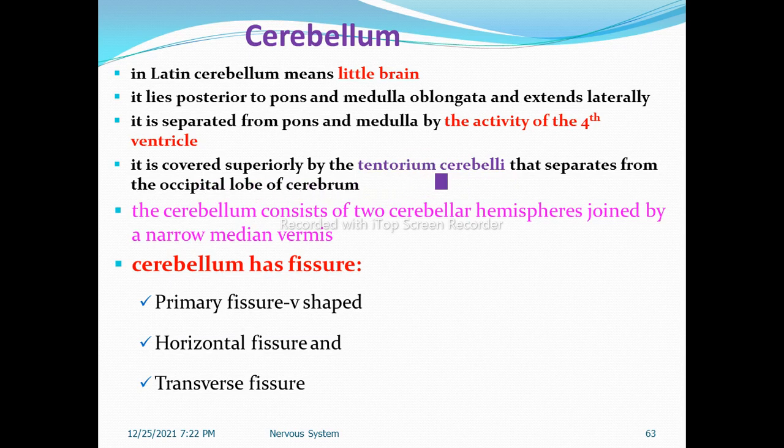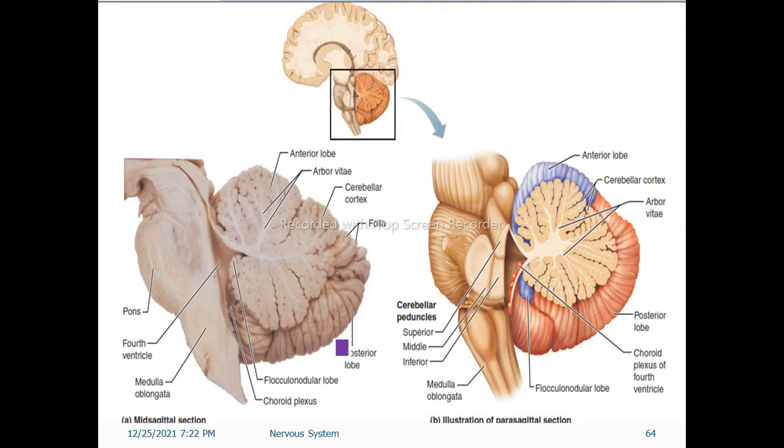The tentorium cerebelli separates the cerebellum from the occipital lobe of the cerebrum. The cerebellum consists of two hemispheres joined by a narrow median vermis, the left and right cerebellar hemispheres. The cerebellum has a primary fissure, V-shaped, and a horizontal fissure. This is the cerebellum. This is the pons anteriorly, and this is the cerebellum posteriorly.